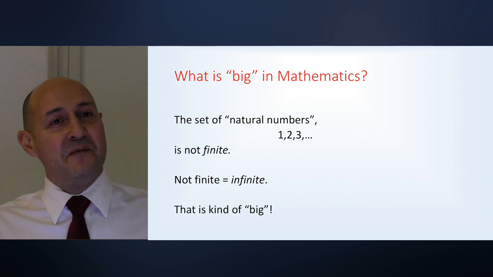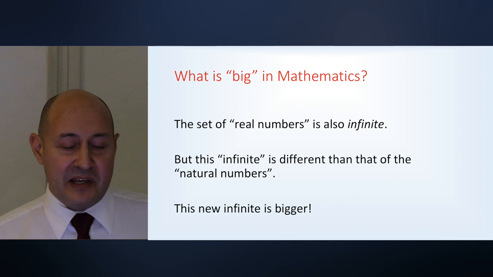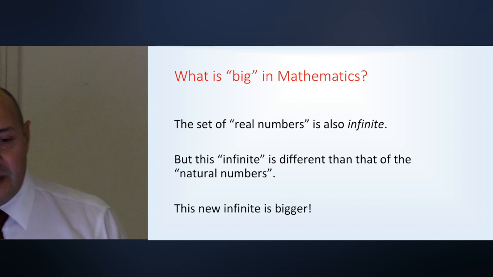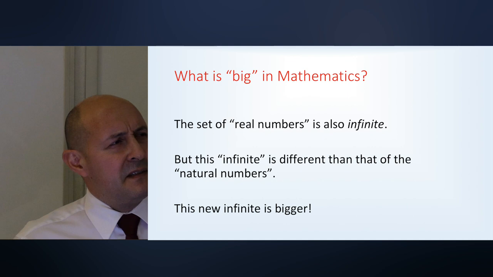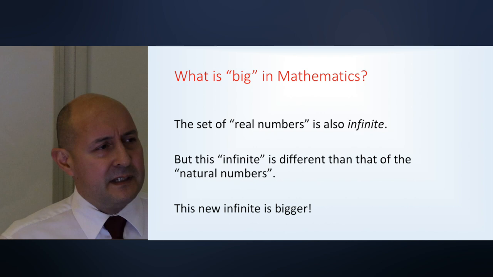Now, there's another set of numbers that you're familiar with, the decimal numbers. I wrote over here real numbers, but these numbers are just the decimal numbers. They are also infinite, but this infinite is different than the infinite of the natural numbers. This new infinite is actually bigger. So what do I mean with this? Let me try to explain and see how it goes.